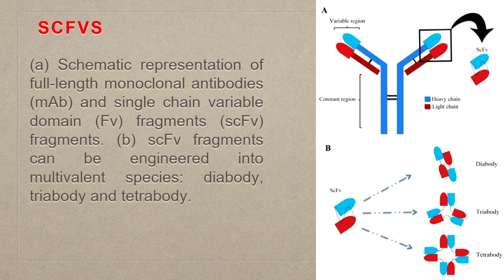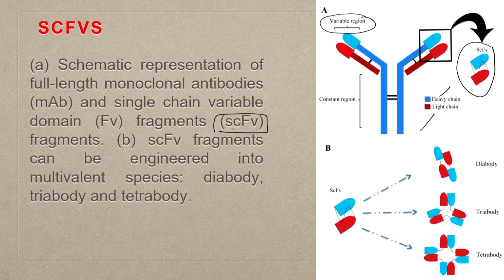So, in terms of definition, if you look at it, what scFvs are. Schematic representation of a full-length monoclonal antibody and a single chain variable domain FV fragment. This is called scFv. Okay. So, I told you that most of these antibodies have variable, heavy chain and light chain. So, this is the variable region. You look at it in this picture, this is the variable region, and heavy chain which is shown in blue, light chain which are shown in red, and this particular part is called scFv.